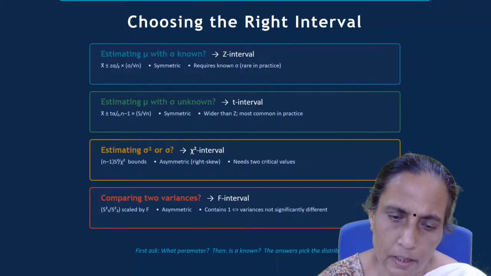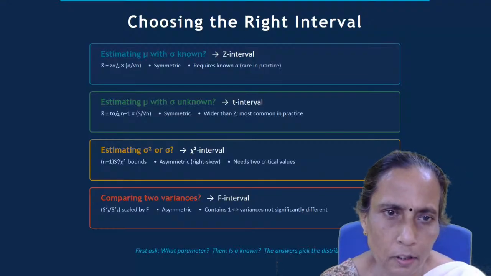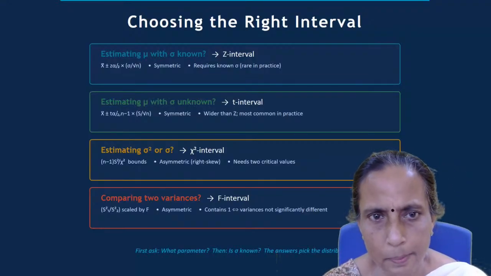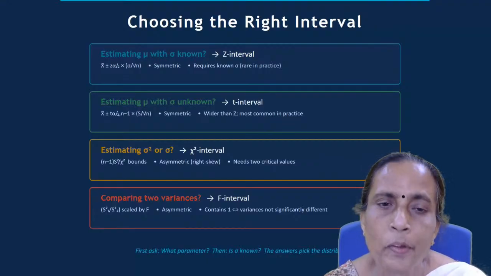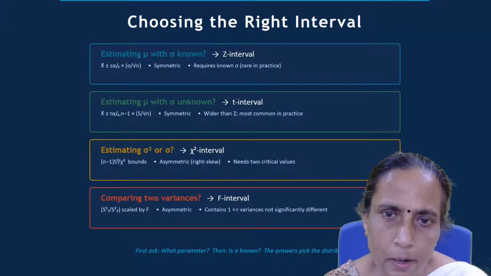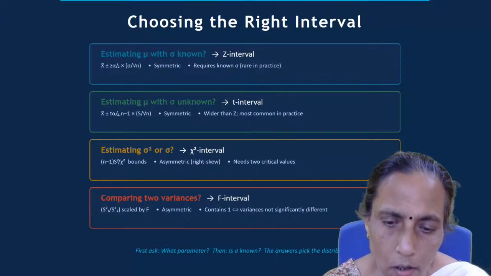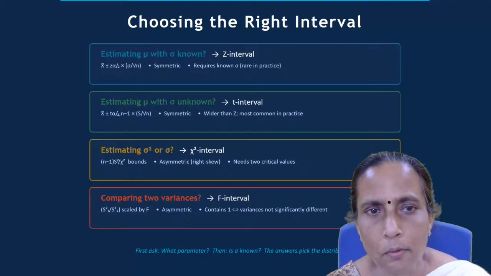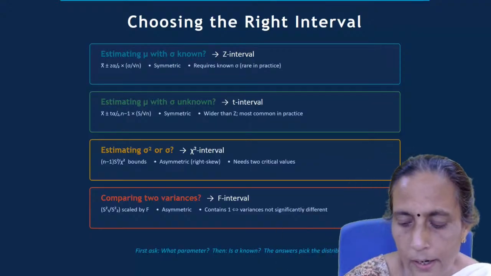So what is the parameter? First of all you have to decide what exactly the parameter is, and which distribution that parameter follows. Then we have to decide whether our sigma is known or unknown. Then we have to pick the distribution and accordingly calculate the interval.